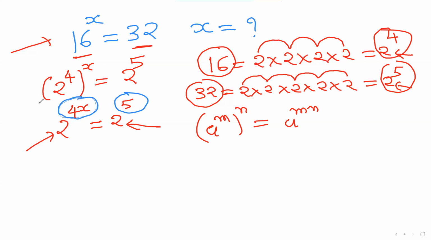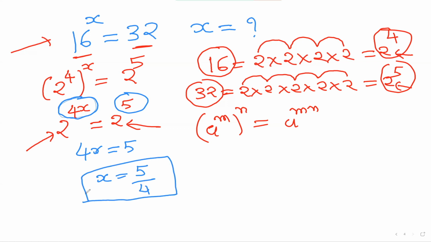So this 4x and 5 should be same. So I can put down 4x equal to 5. So my x equal to 5 over 4. So x equal to 5 over 4 is the solution of the equation 16 power x equal to 32.